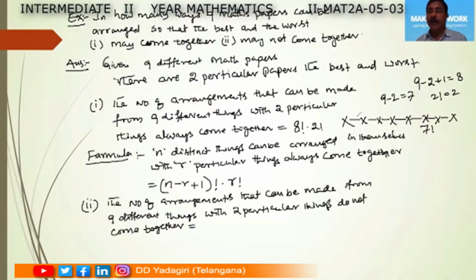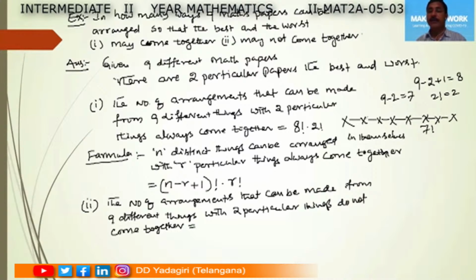Now after arranging the 7 elements, these 2 particular elements can be arranged in how many places? 1 2 3 4 5 6 7 8. Now when 7 elements are arranged in a row, the number of blanks between every 2 elements and at either of the ends will be 8. We will get 1 blank more than the elements arranged in a row. If 7 elements are arranged, we will have 8 blanks. If n elements are arranged in a row, we will have n plus 1 blanks.